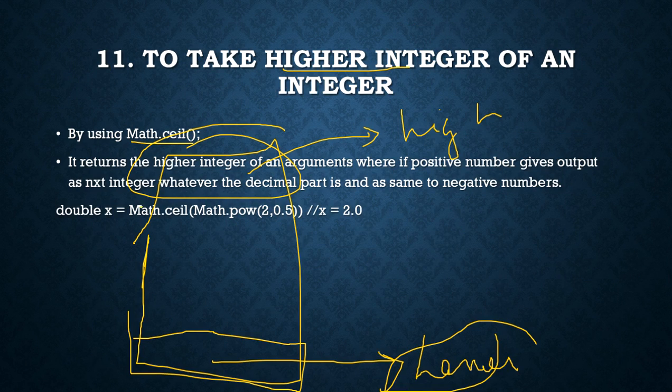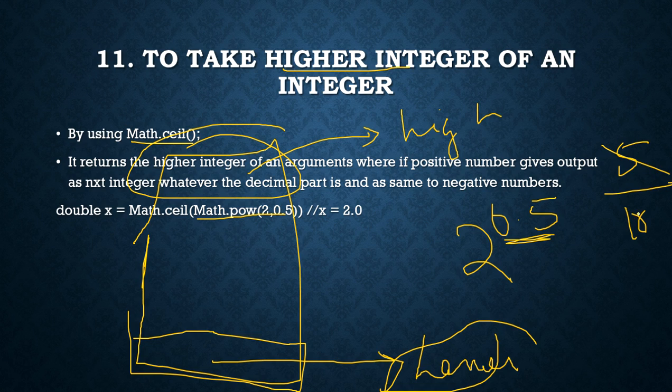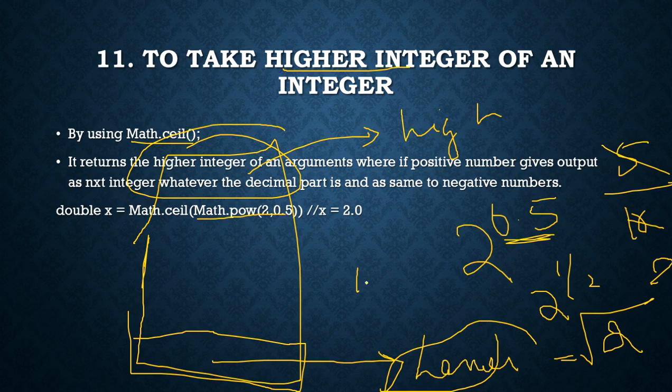If you take double x equal to Math.ceil of Math.pow of 2 comma 0.5, you have to take 2 raised to 0.5. What is 0.5 actually? 5 by 10, yes? If you cancel, you will get 1 by 2. That means 2 raised to 0.5 means 2 raised to 1 by 2, which is the square root of 2. Square root of 2 is 1.41 something something. And if you take its ceiling, it will give the next higher value, which is 2.0.